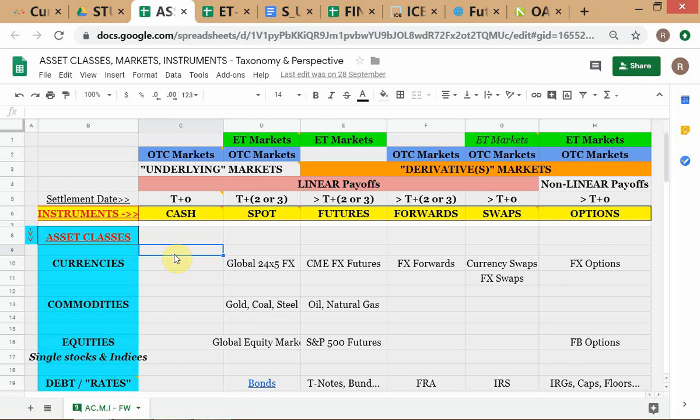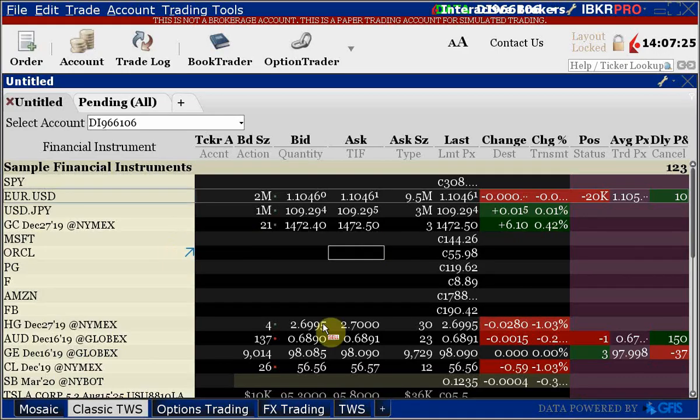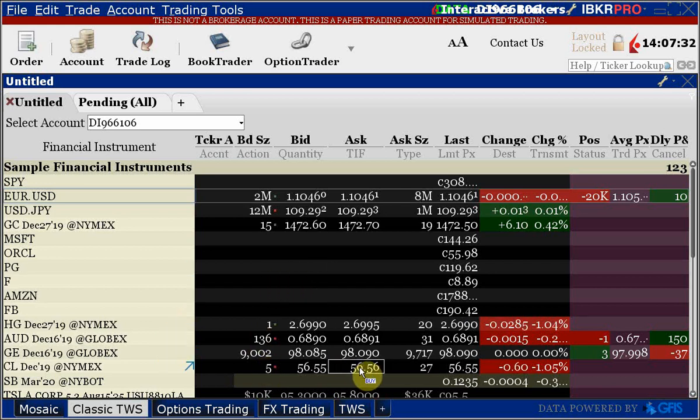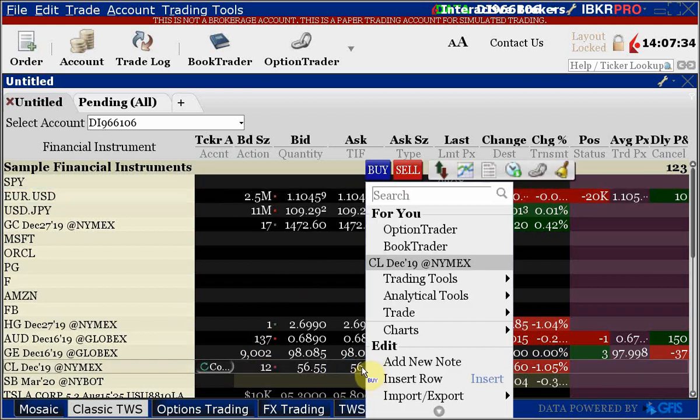There's nothing stopping you. Suppose in the case of options, let's take crude oil again. Let's take the crude oil options because that is active.